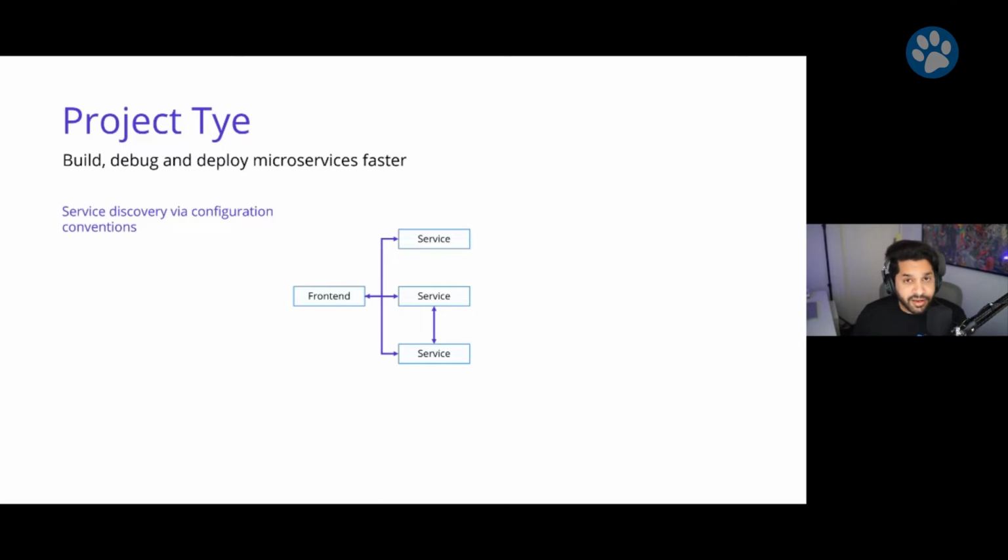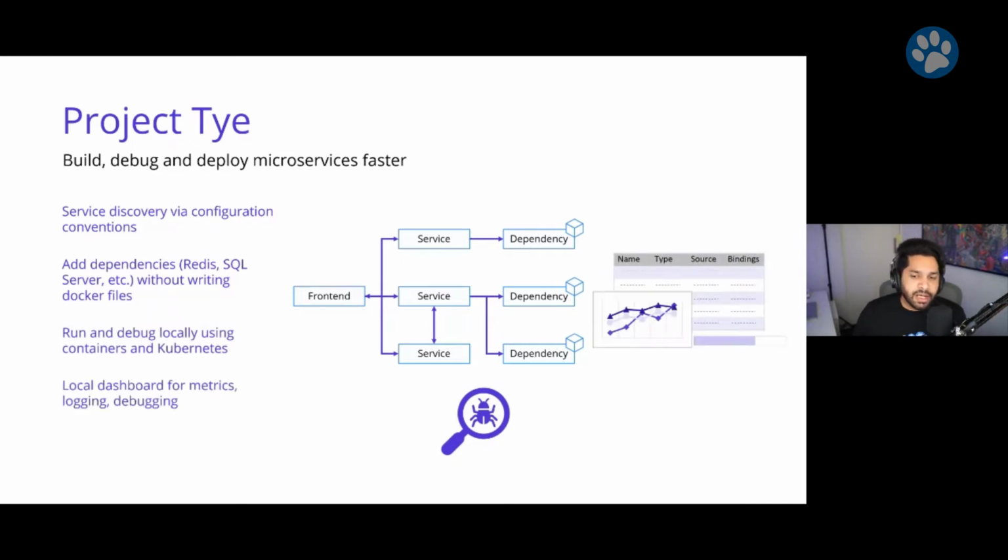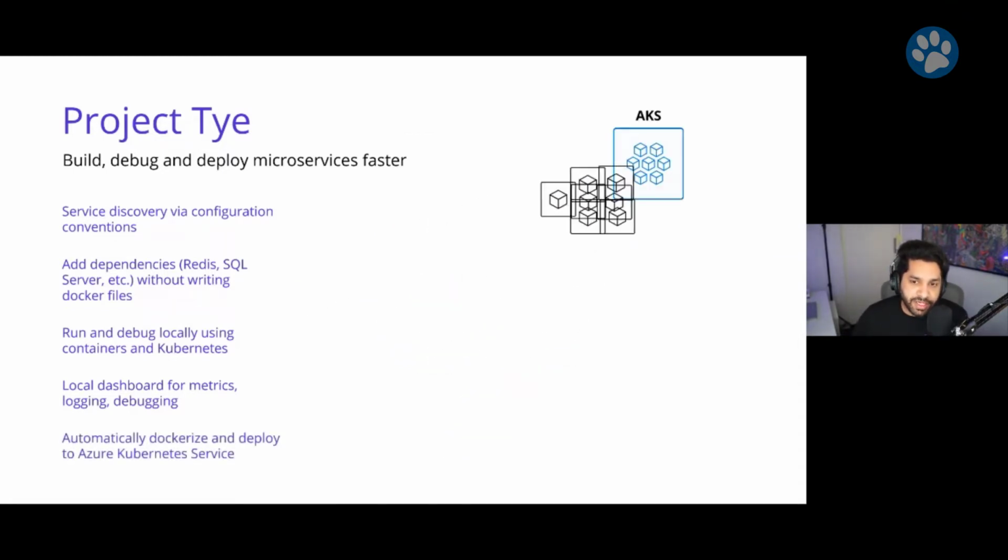Currently, the features it supports: service discovery via configurations. It can also identify dependencies. Once you define them, the dependencies get loaded automatically and the services can start using them. You can run and debug locally using containers and Kubernetes. It also gives you a nice dashboard which shows metrics and logs for now. And finally, when you're ready to deploy, it has commands where you can directly deploy to Azure Kubernetes Service. This is pretty cool.